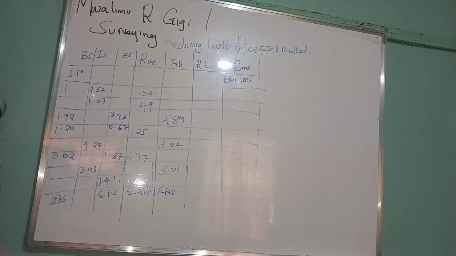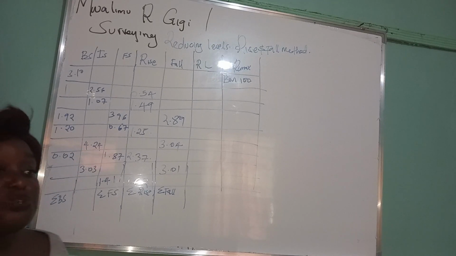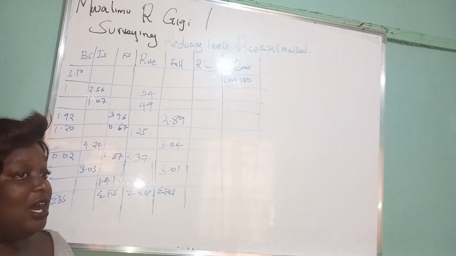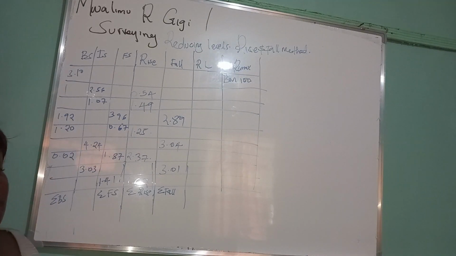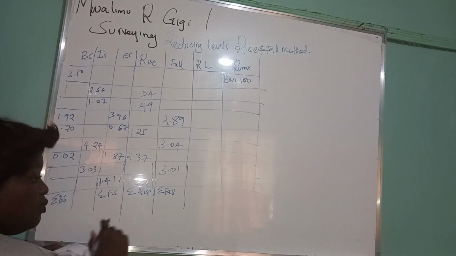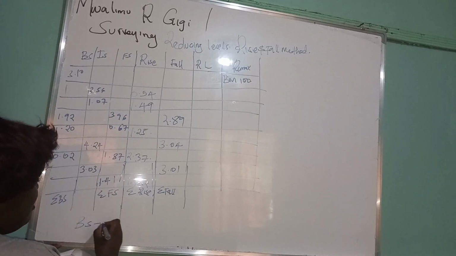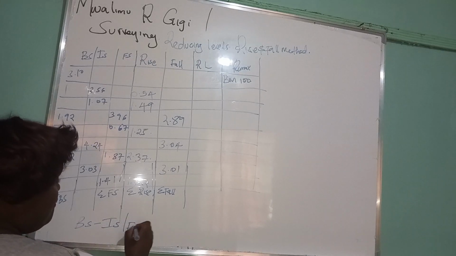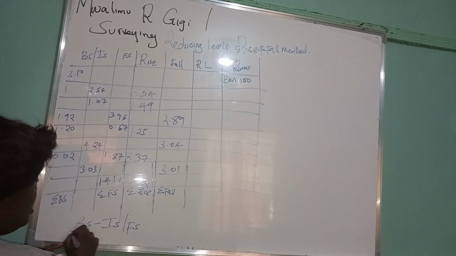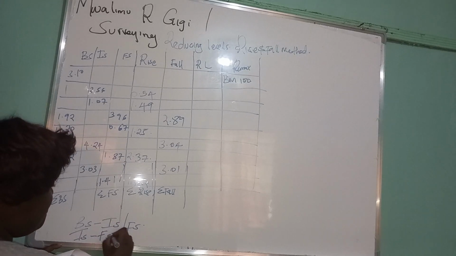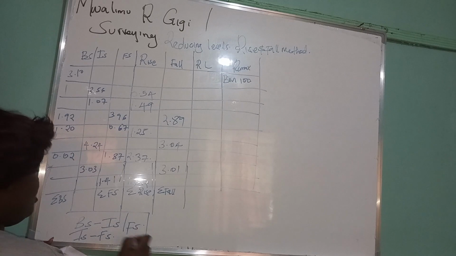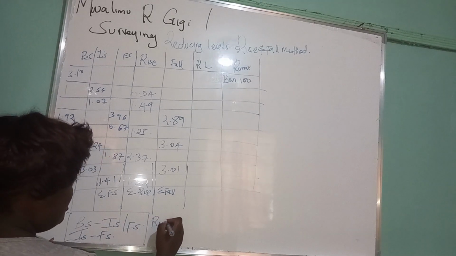As you notice, when we subtract from the previous, we don't use the foresight. When we reach the change point, we jump the foresight and we use the backside. So in general, to get a rise or a fall, you subtract the backside minus the intermediate side or the foresight, or intermediate side minus the foresight. So this is the formula of finding a rise or a fall.